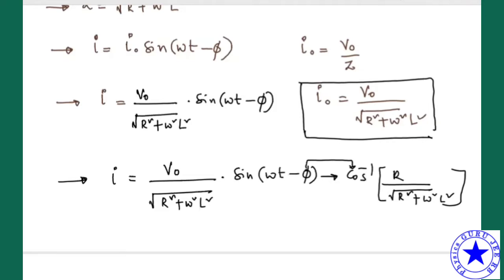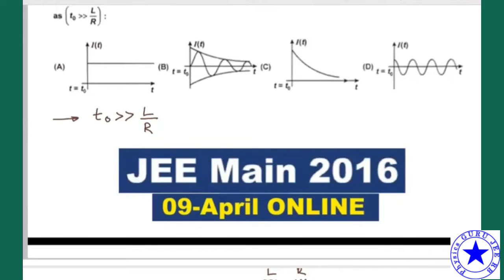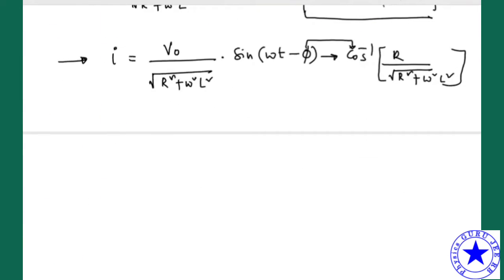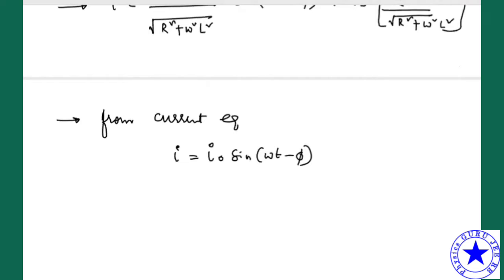Now, what is the appropriate answer here? It is a sine value. If I take the first option, it is not correct, L by R. The second and third are not appropriate, the fourth is almost appropriate, according to the current equation I equals I naught sine of omega t minus phi, where I naught and phi are known. So the correct graph is the one starting like this. This is the graph for that particular instance.